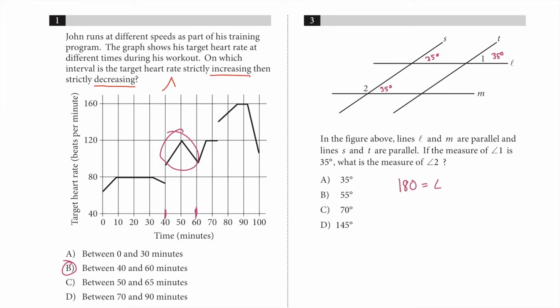has this relation to angle 1. So we know that angle 2 plus angle 1 equals 180 degrees. So angle 2 equals 145 degrees. Our answer is D.